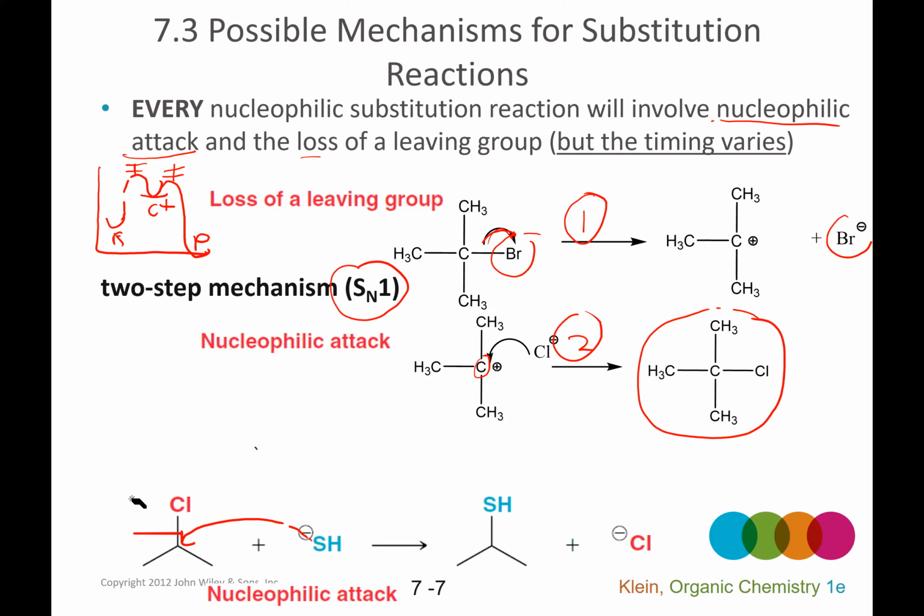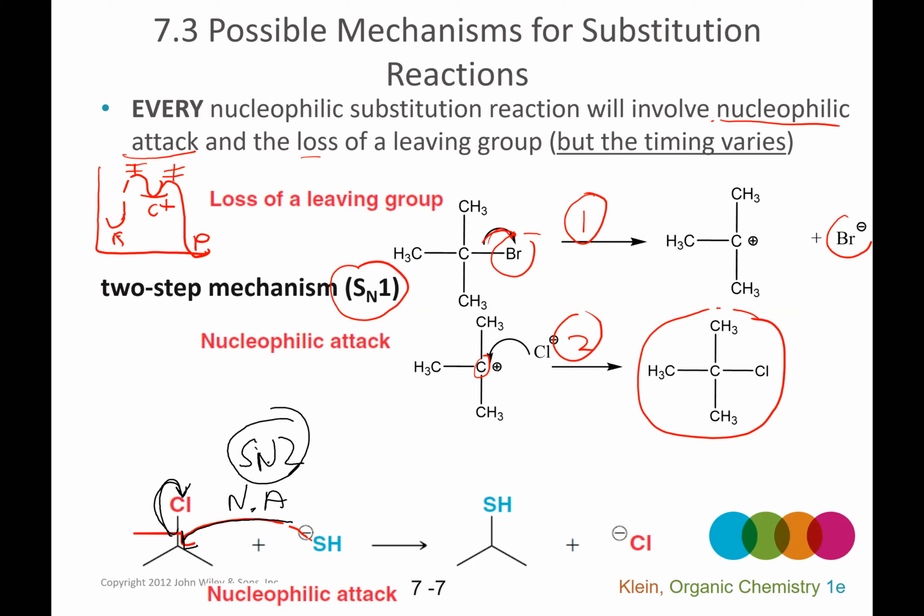Nucleophilic attack. Sorry about that. Well, we'll forget about that. You'll get loss of a leaving group, okay? So you get nucleophilic attack, loss of the leaving group. So they both occur at the same time. And that mechanism is called SN2: nucleophilic attack, loss of the leaving group.